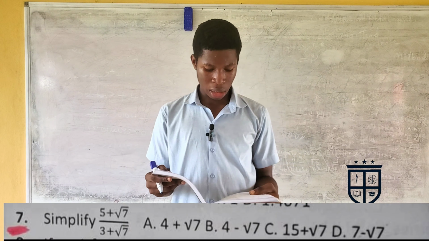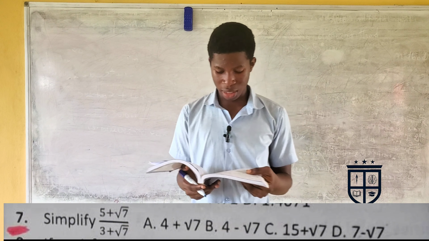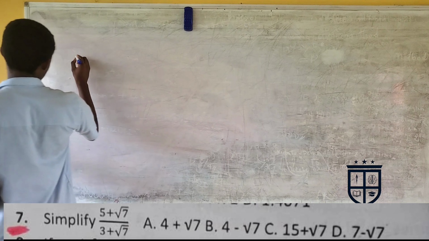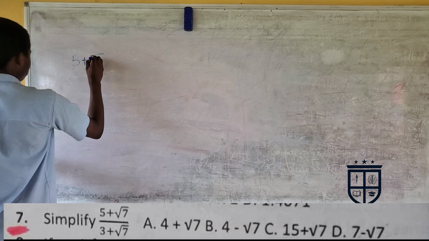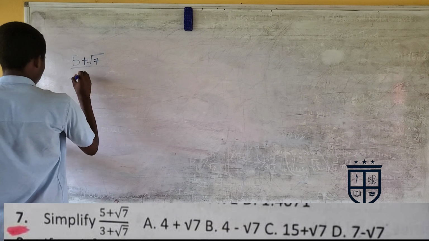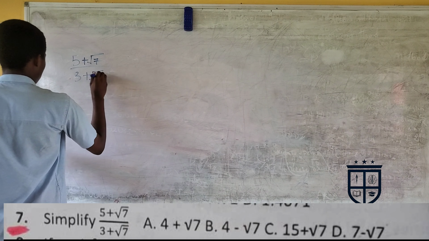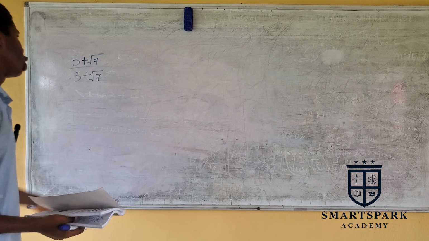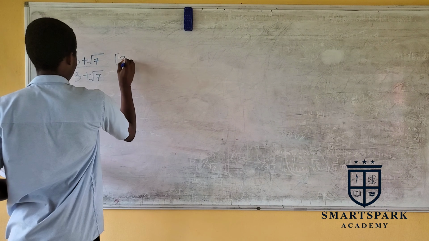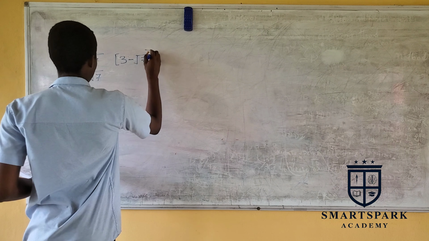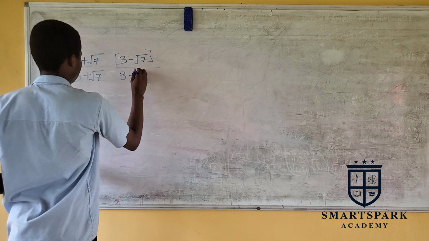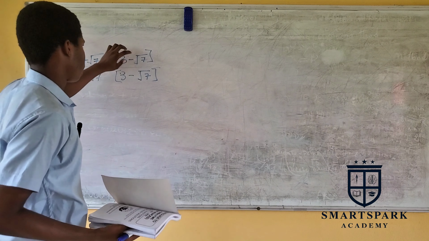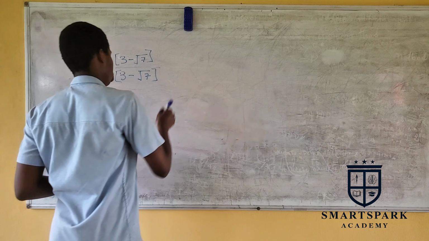For question 7, we'll be looking at a solved problem. They say simplify 5 plus root 7 divided by 3 plus root 7. Now what we are going to do is multiply by the conjugate of the denominator, to both the numerator and the denominator. The conjugate is the inverse sign, so this is going to be 3 minus root 7. Each of the individual parameters is going to multiply the other.